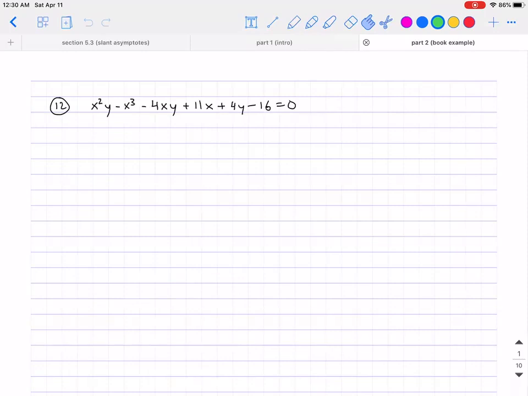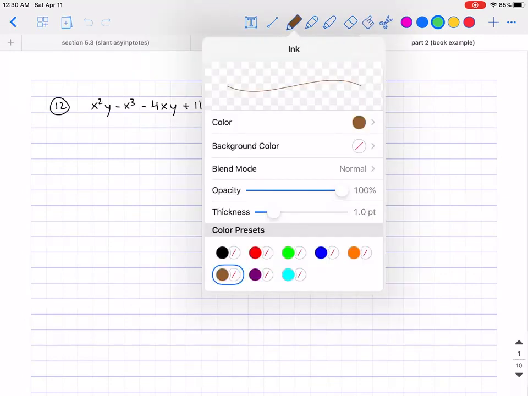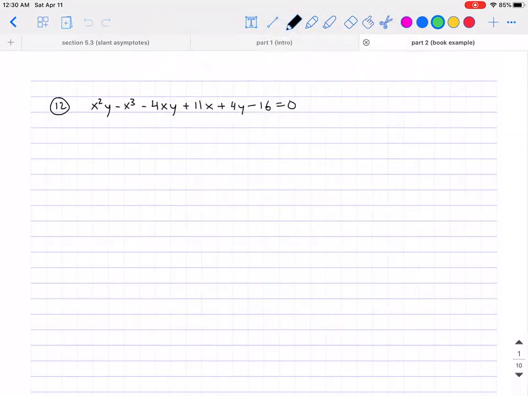So first, let's go ahead and isolate y because we need to clean up this equation a little bit. Let me go ahead and change it back to this pen. Okay, here we go. So let's isolate all the y terms. So here's one, and then here's another one. We can leave those on the left-hand side. So that's x squared minus 4x, and then plus 4.